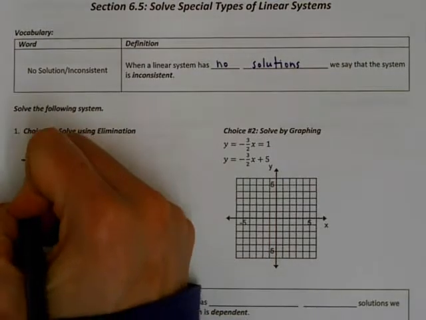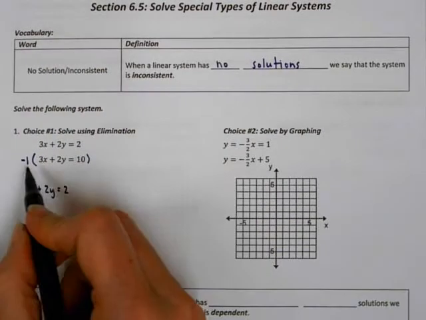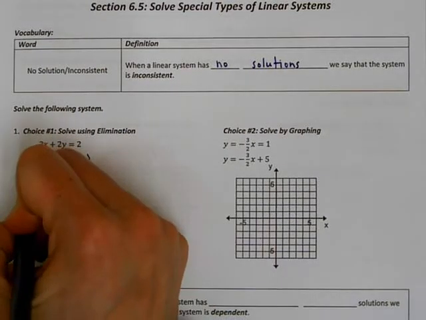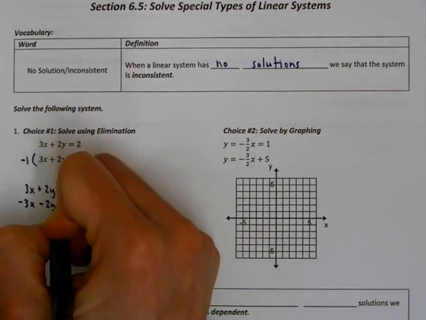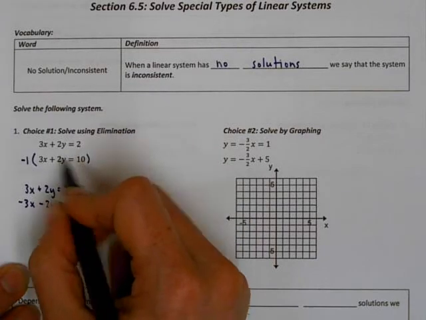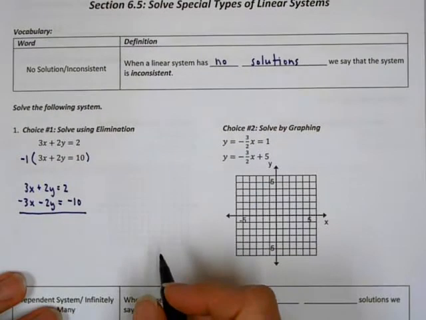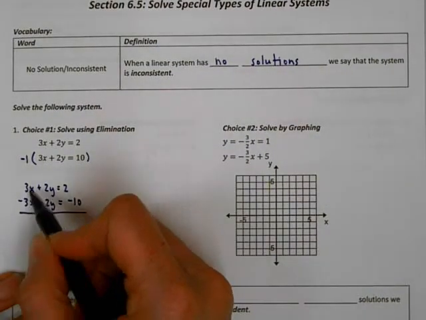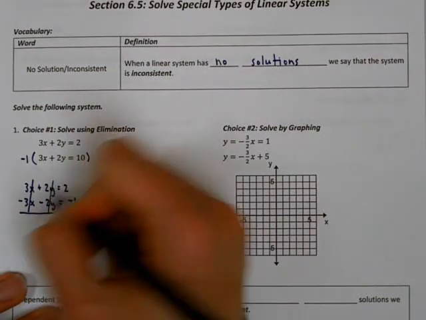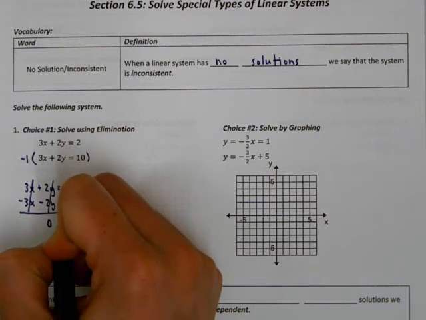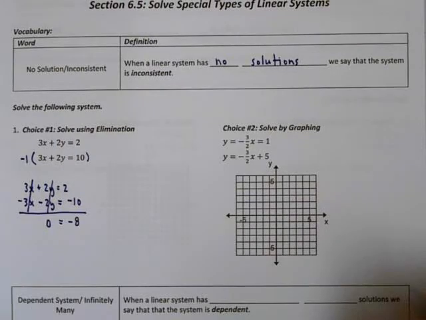So my first equation is going to stay the same. 3x plus 2y is equal to 2. When I multiply by negative 1, on the bottom I'm going to get negative 3x. I'm going to distribute that negative, so I have a negative 2y. And over here, instead of a 10, I'm going to have a negative 10. Now, an interesting thing happens here. We notice that our 3x's are going to cancel out, but our y's also cancel out, which means really I'm left with 0 on this side, and then 2 minus 10 is a negative 8.